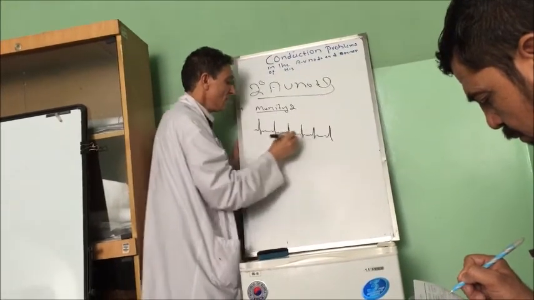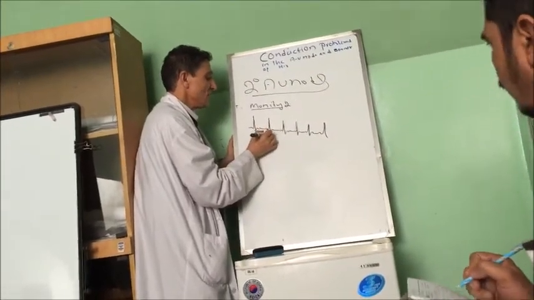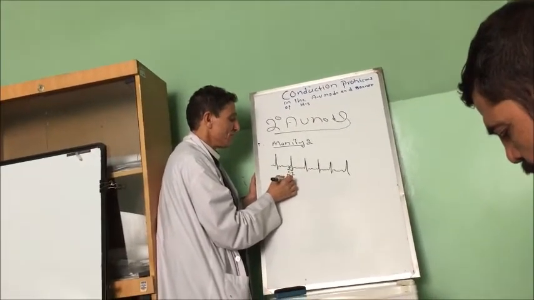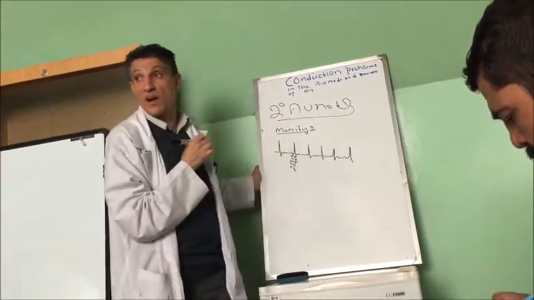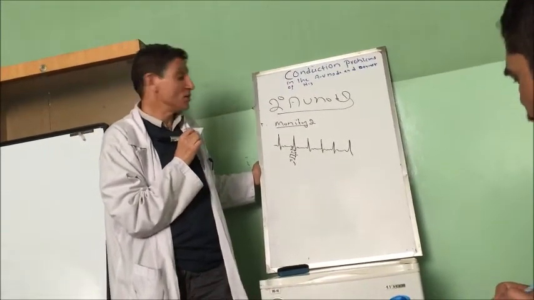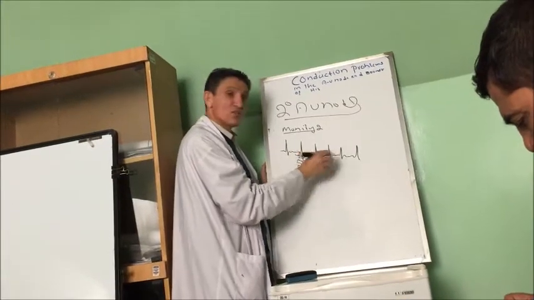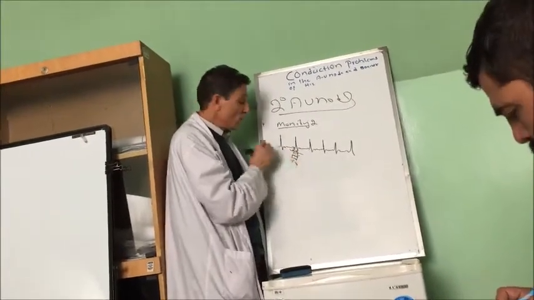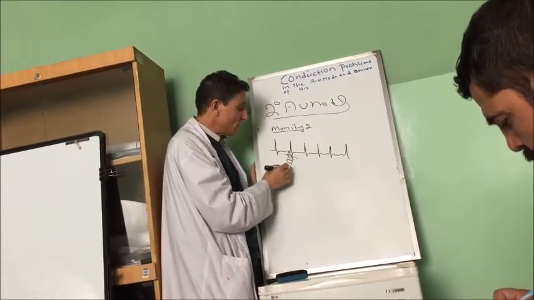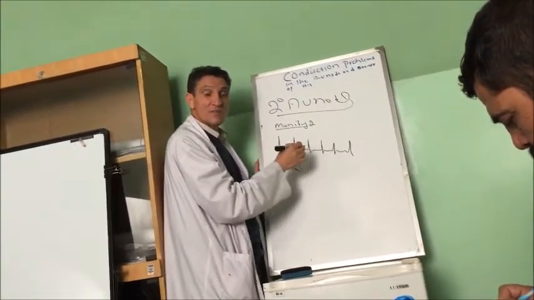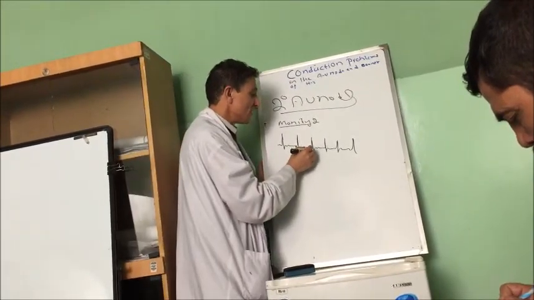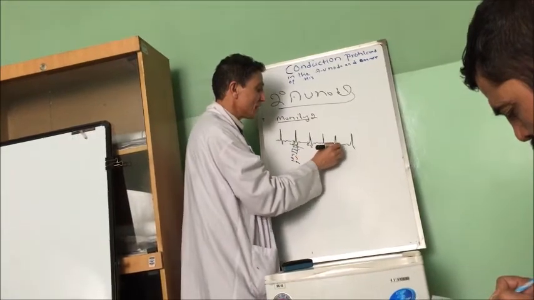This is also 200 milliseconds, 0.2 seconds, one large square or five small squares. So this 200 milliseconds is equal to one large square. One large square is equal to 0.2 seconds, and 0.2 seconds is equal to 200 milliseconds. All of them is equal to 5 small squares. So this is also 200 milliseconds.